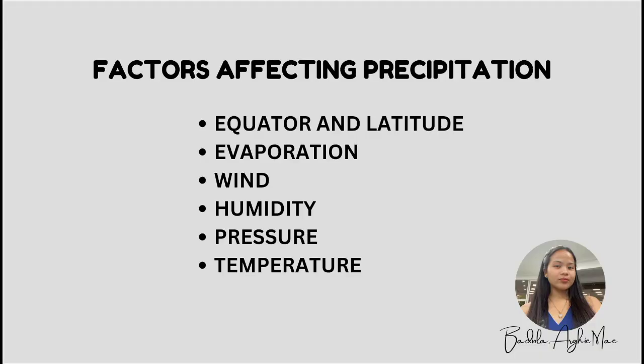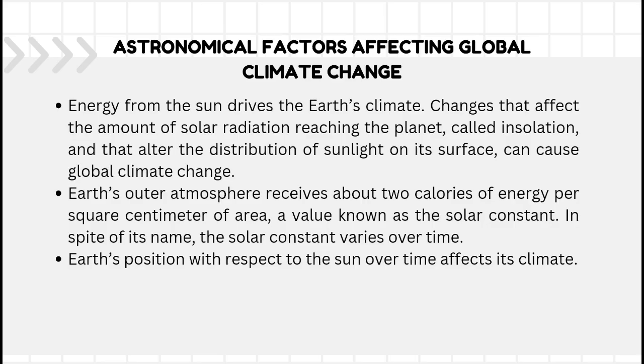Factors affecting precipitation: first, equator and latitude, evaporation, wind, humidity, pressure, and temperature. Meteorologists predict and explain precipitation patterns by understanding the interplay of factors which can alter local and global weather patterns, affecting the amount and the type of precipitation. Astronomical factors affecting global climate change. Energy from the sun drives the Earth's climate.